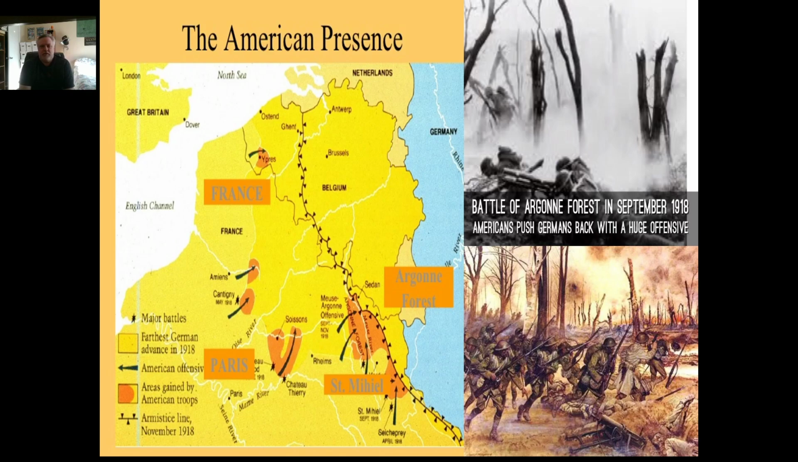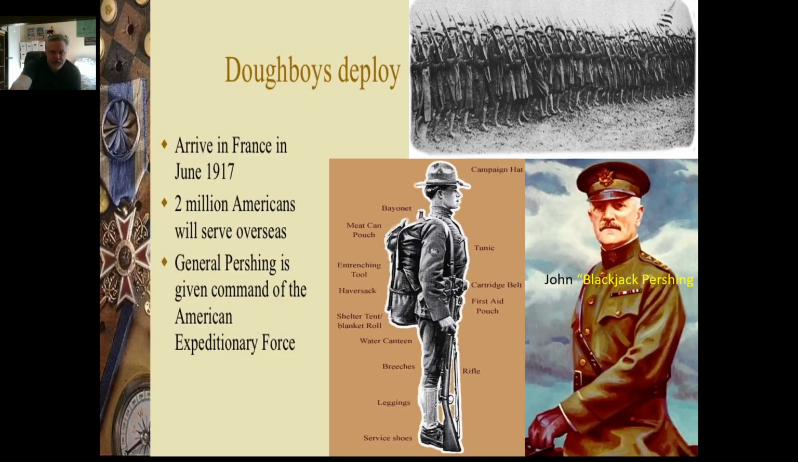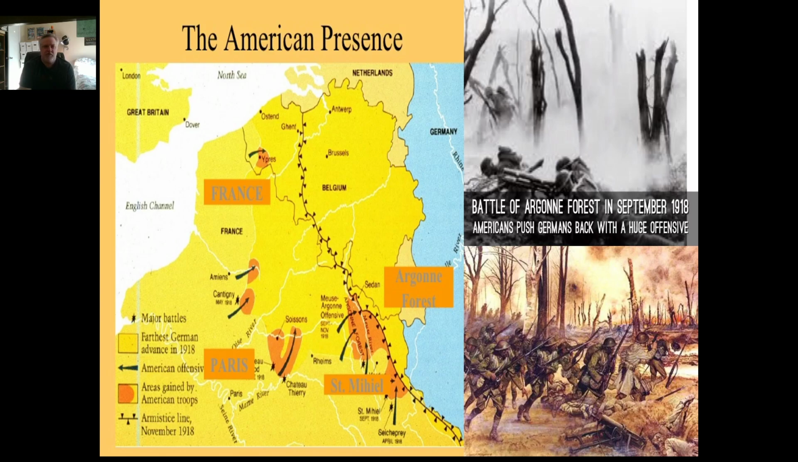At this point, like we said, both sides are just about exhausted. They don't have a whole lot left. So enter, as we said, 2 million fresh American troops. It's like a battering ram. All throughout this area through here, Amiens, Cantigny, my French sucks, Soissons, so on and so forth, Ypres, the Americans come in and just hammer the Germans silly.